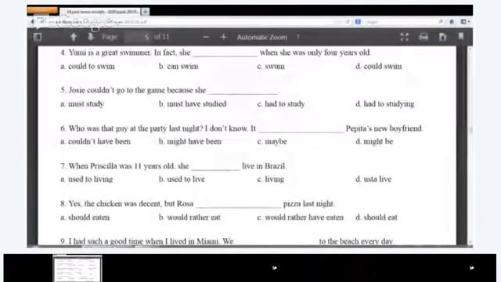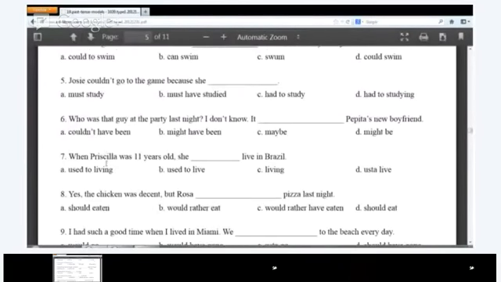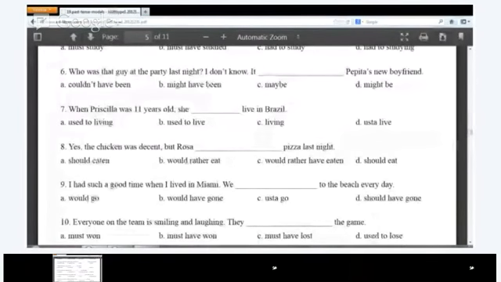Back to Shada. 7 and 8, when please. When Priscilla was 11 years old, she used to live in Brazil. Yes, used to live in Brazil. Good. All right. And number 8, please. Yes, the chicken was different. Rosa.